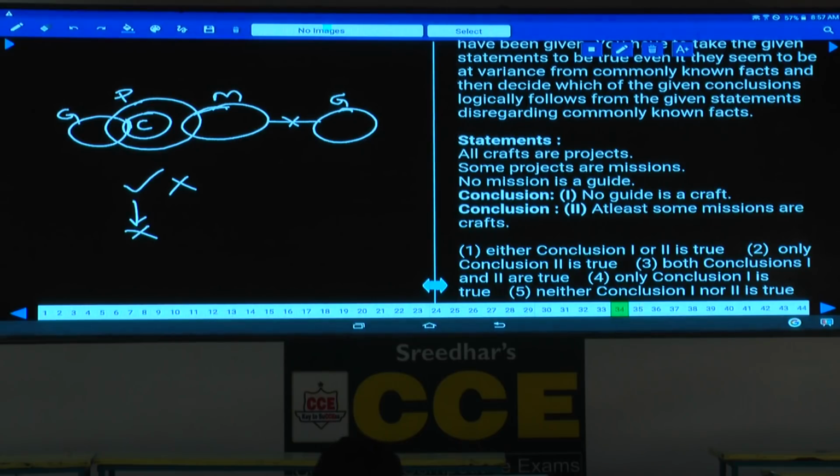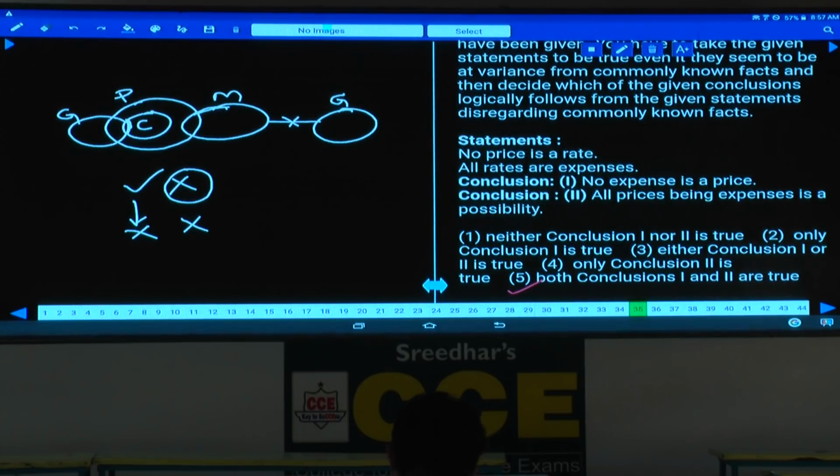After making the previous conclusion false, now we should check out the second one, because the conclusion which was false earlier. And what was that conclusion? Some machines are craft. Now tell me whether they have become true now? No. Now also they were false. And what is your answer here? Neither one nor two, it is choice 5. Question number 34, choice 5.